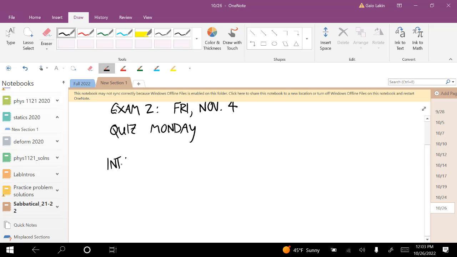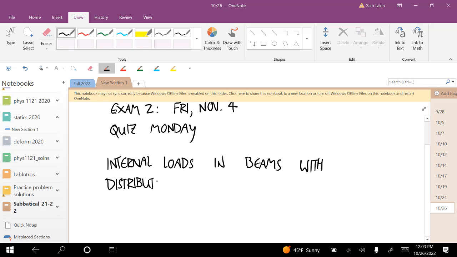So, okay, now we're getting into internal loads in beams with a distributed load Q of X.